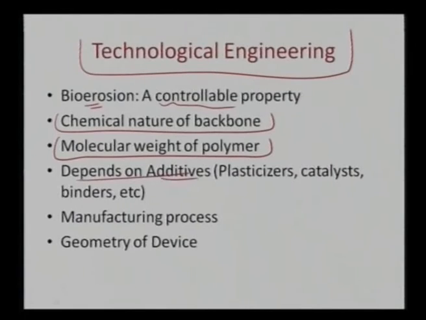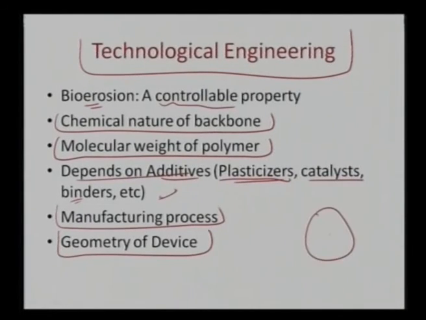It also depends on the additives. So the kind of additives we are adding, it can be plasticizer, catalyst, binders. So those can also alter the overall degradation of the polymer. Again it is dependent on the manufacturing of the device. The geometry of the device can also play an important role in terms of its degradation. Like if you have a certain device which is spherical in nature, it has a very high surface area, and if we can introduce certain pores in it, this device might degrade at a much faster rate than a slab which is highly dense. So this dense device may degrade at a much slower rate in comparison to a porous spherical entity.